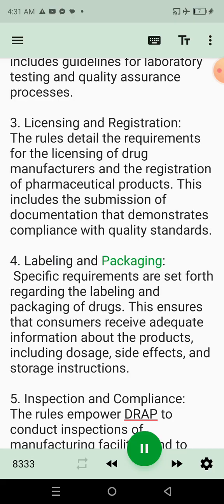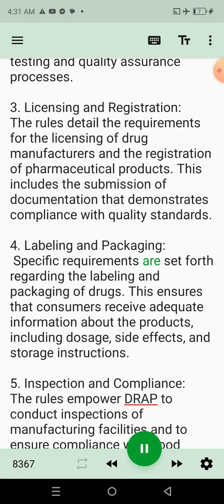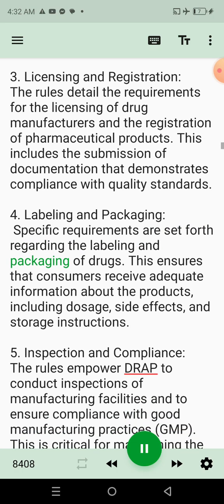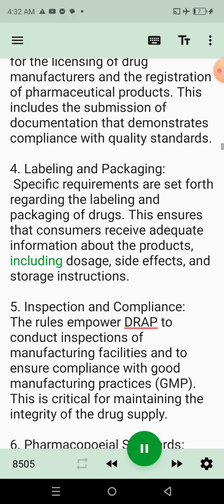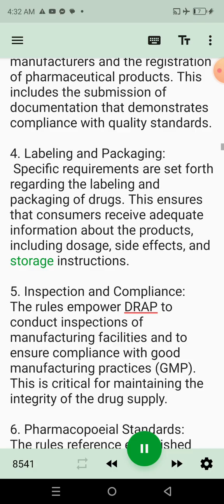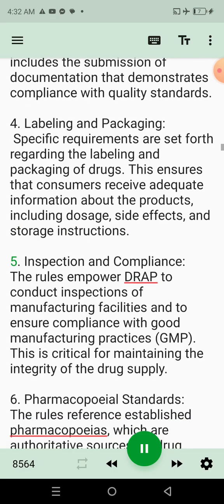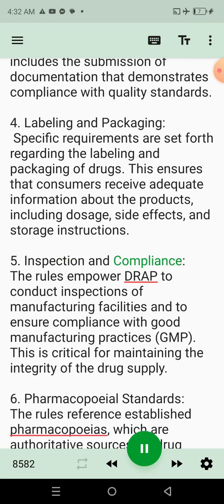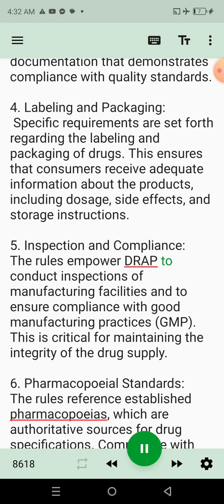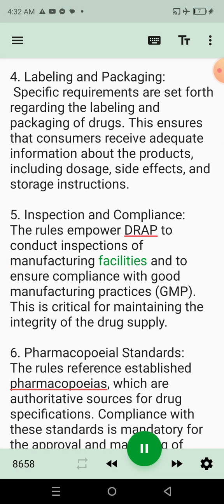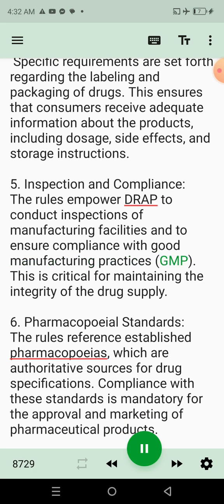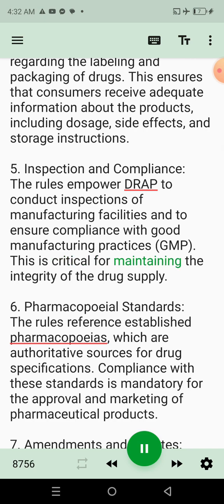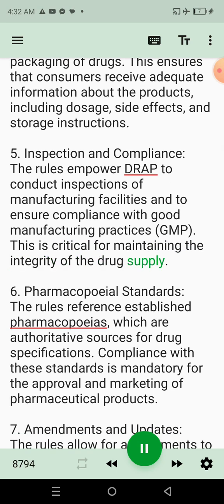4. Labeling and packaging. Specific requirements are set forth regarding the labeling and packaging of drugs. This ensures that consumers receive adequate information about the products, including dosage, side effects, and storage instructions. 5. Inspection and compliance. The rules empower DRAP to conduct inspections of manufacturing facilities and to ensure compliance with Good Manufacturing Practices (GMP). This is critical for maintaining the integrity of the drug supply.